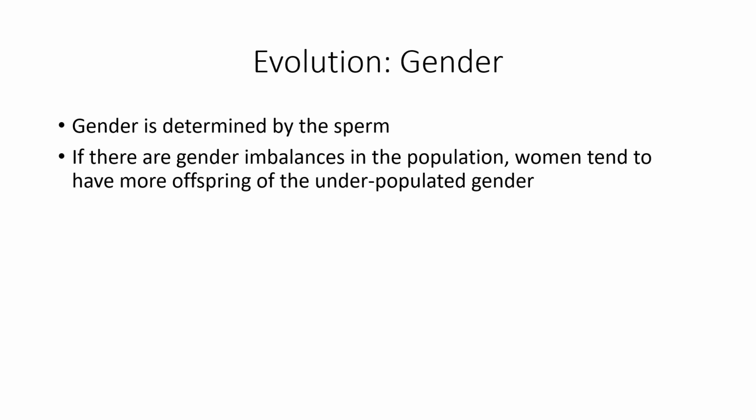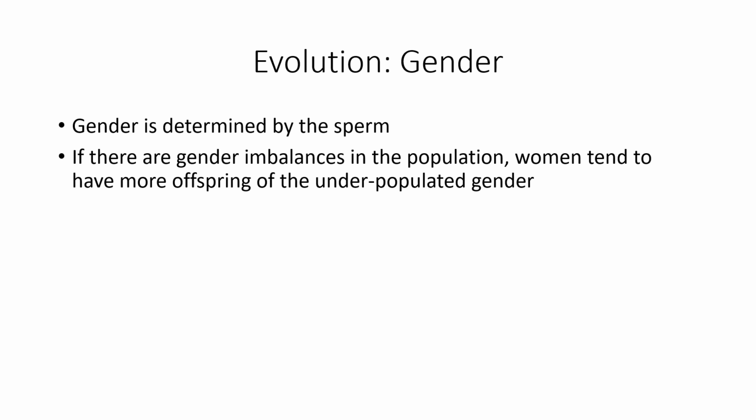So women tend to have more offspring of the underpopulated gender. How does this work though if the gender is determined by the sperm? First off, the male sperm, so the Y sperm, are actually faster. They don't live as long, but they're faster than the X sperm. So in the end, Y sperm are more likely to make it to the ovum and inseminate.